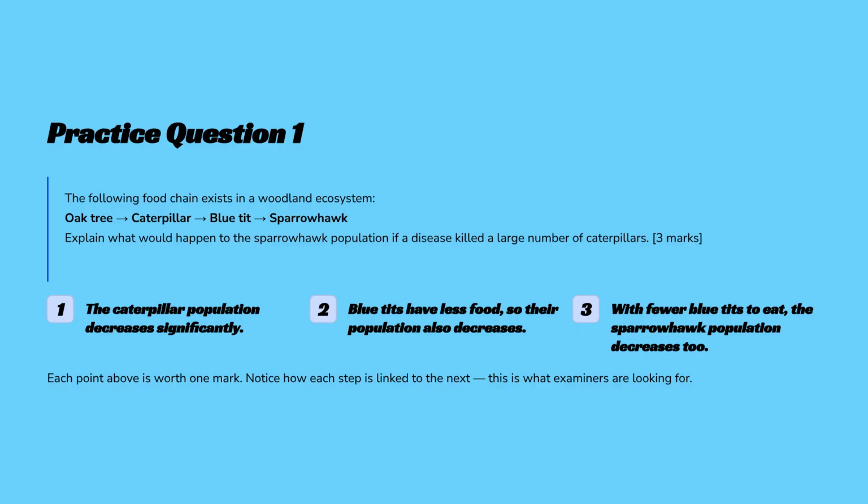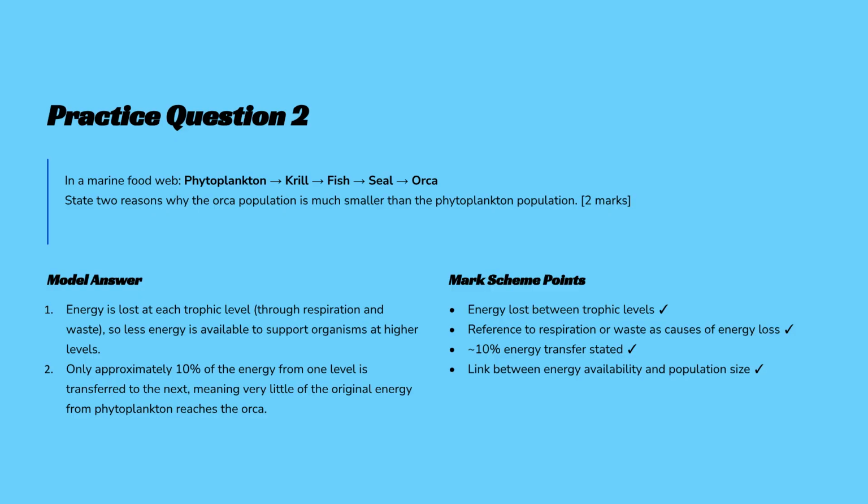Let's look at a practice question. If a disease kills caterpillars, the blue tit population decreases because they have less food, and the sparrowhawk population then follows. In marine webs, orca populations are small because energy is lost as waste and heat at every trophic level, leaving only about 10% available for the next step.